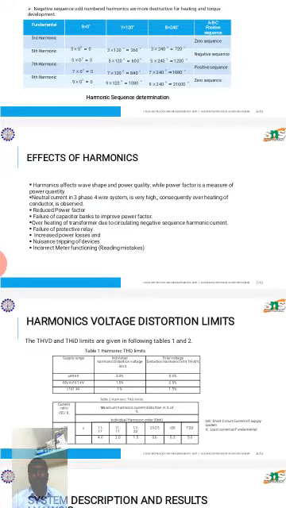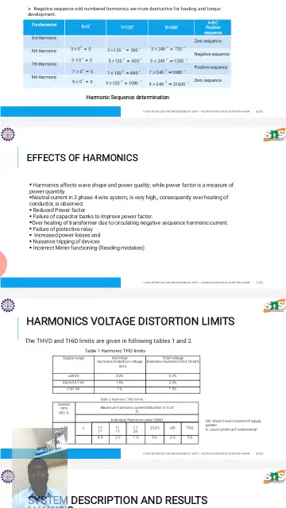Harmonic voltage distortion limits. The THVD and THID limits are given in the following table below. First table is harmonic THD limits. For 69 kilovolt and below, the individual harmonic distortion voltage limit is 3%, and the total voltage distortion harmonic limit is 5%. Total harmonic distortion is THVD.